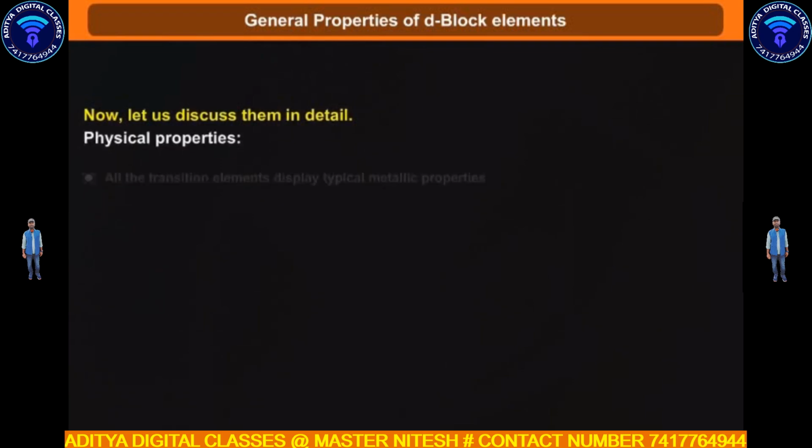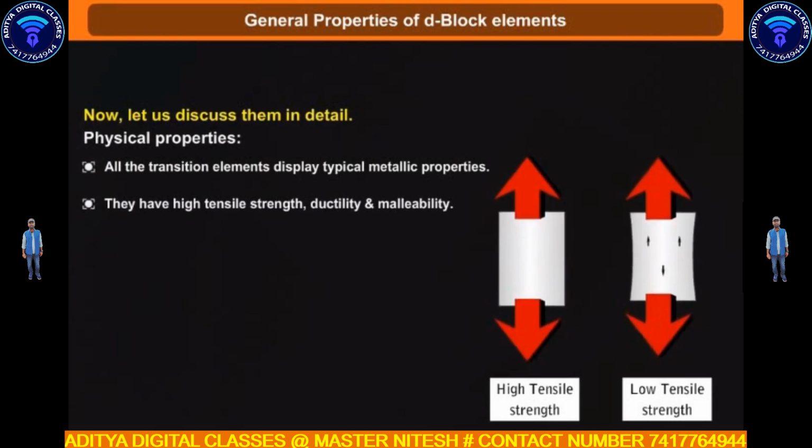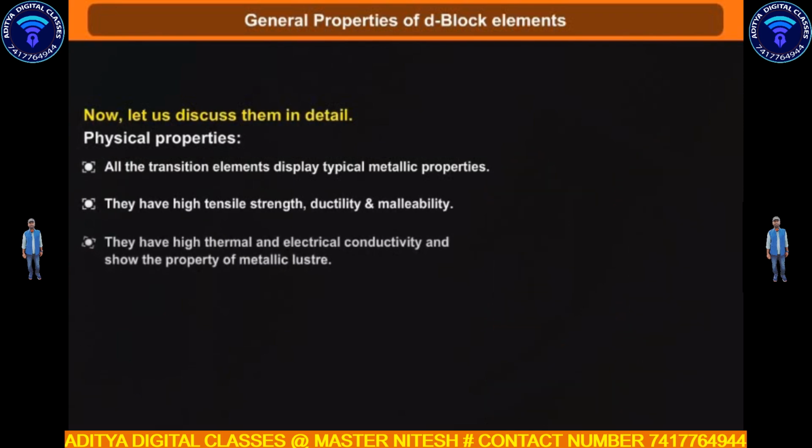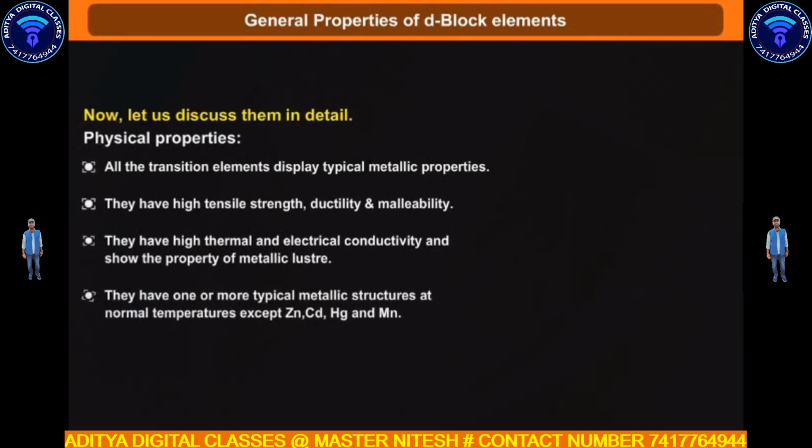Physical properties. All the transition elements display typical metallic properties. They have high tensile strength, ductility, and malleability. They have high thermal and electrical conductivity and show the property of metallic luster. They have one or more typical metallic structures at normal temperatures except zinc, cadmium, mercury, and manganese. They have high melting and boiling points.